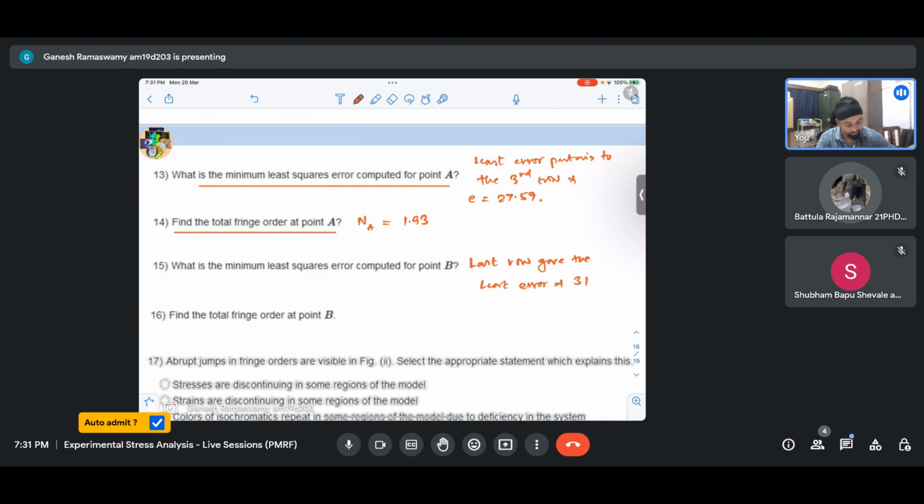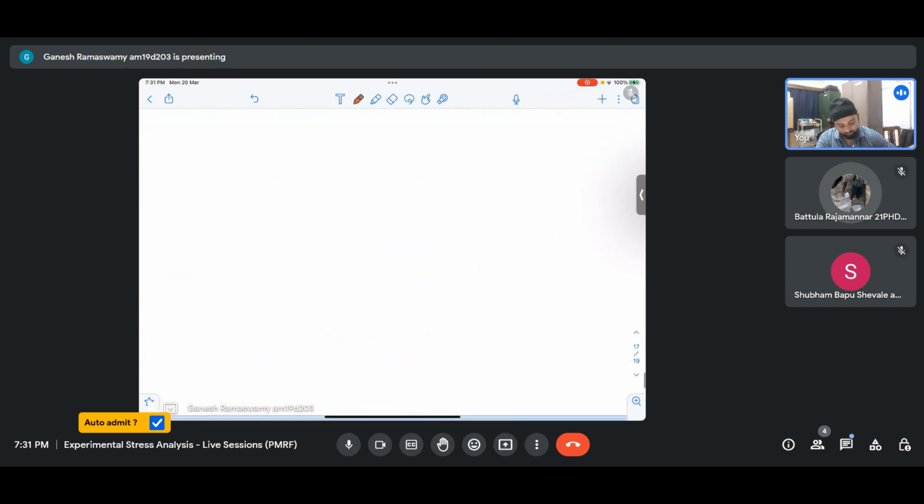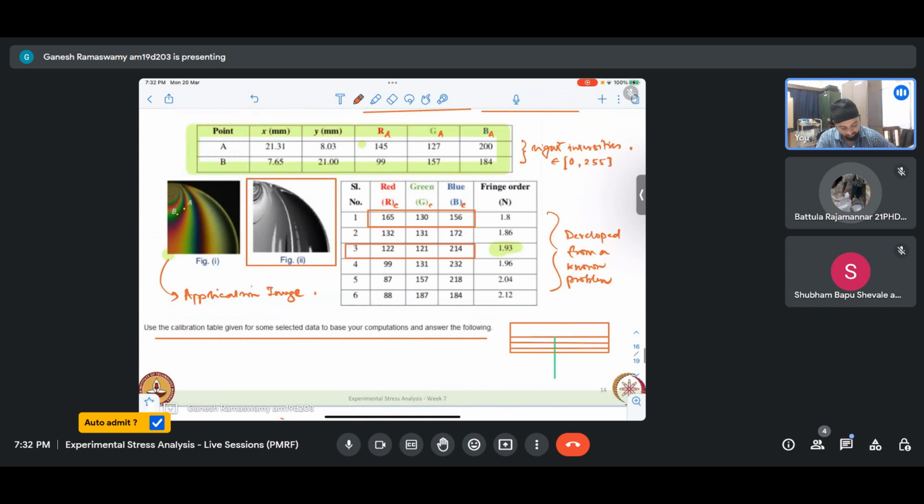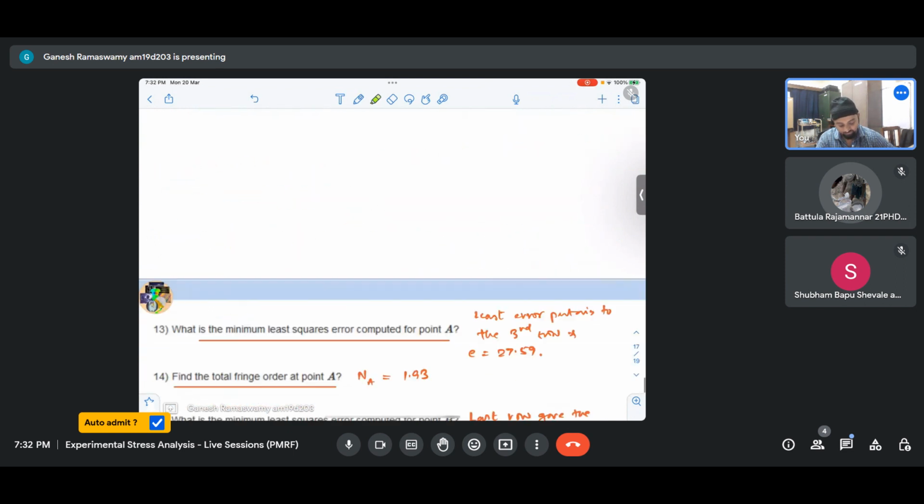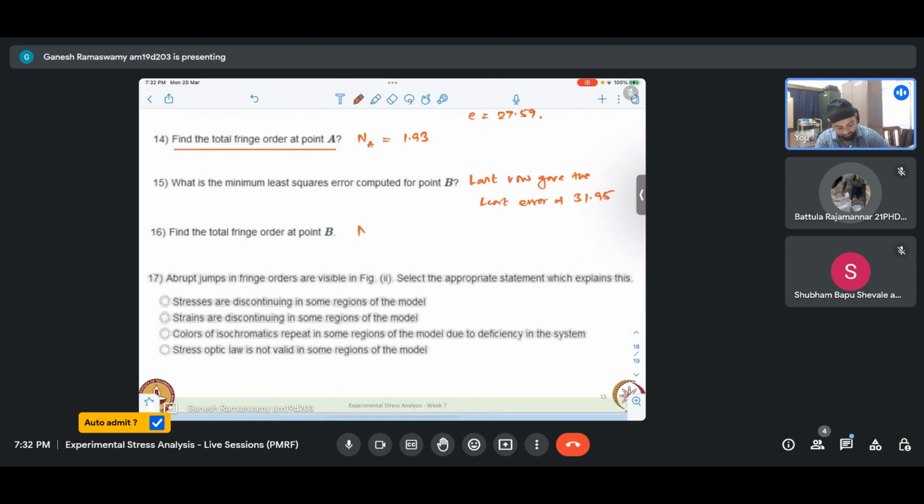So from the last row, this gave the least error for point B. You can see R, G, B values are almost corresponding. There is no error in B because application image blue intensity is 184 and calibration image is also 184. So the errors were only in red and green. So we will take this to be the initial fringe order of point B. So NB, we will take it to be 2.12.